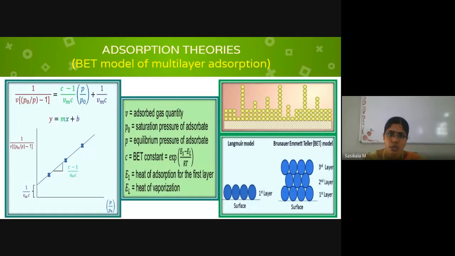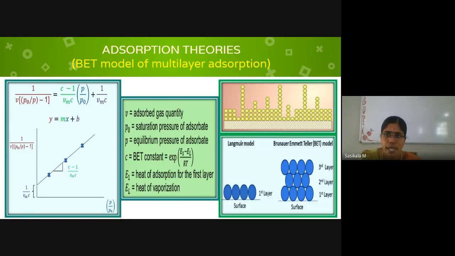Gaseous molecule adsorption is explained by the BET model for multi-layer adsorption, whereas the other theories explain mono-layer adsorption. Here you can see the multi-layer adsorption represented for the BET model, and this is the equation: 1 by V, P0 by P minus 1, equals C minus 1 by VMC, P by P0, plus 1 by VMC. Here V represents adsorbed gas quantity, how much total quantity of gas is adsorbed. And P0 represents saturation pressure of adsorbate. Pressure here represents vapor pressure. Adsorbate is a gaseous molecule, so it is the saturation vapor pressure of the gas.